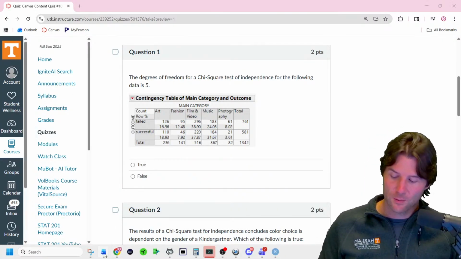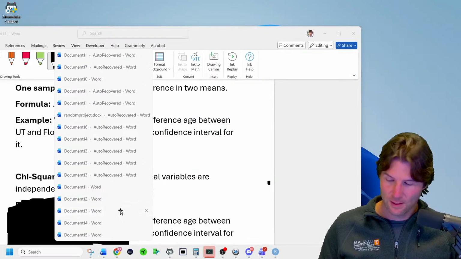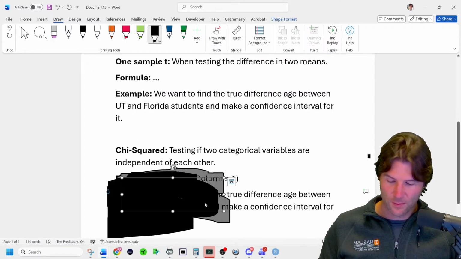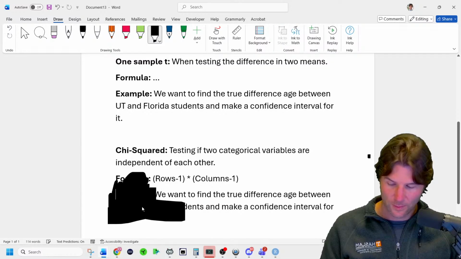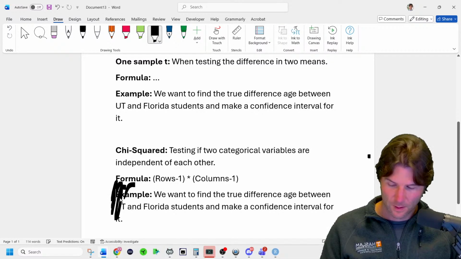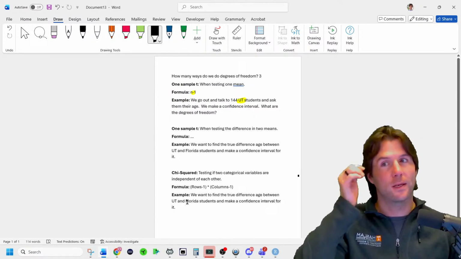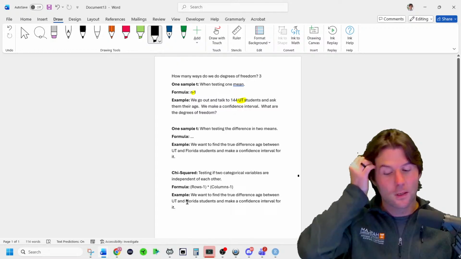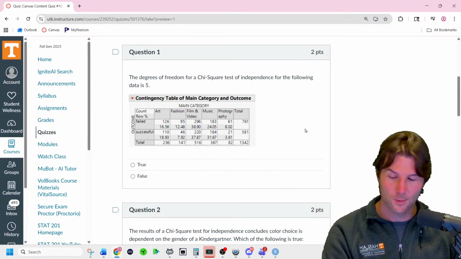Now there's 3 times we've done degrees of freedom in our class, and we were reviewing this during class today. We've got the 1 sample t, the 2 sample t, and the chi-squared test of independence. Chi-squared test of independence is when you have 2 categorical variables, and it's rows minus 1 times columns minus 1.